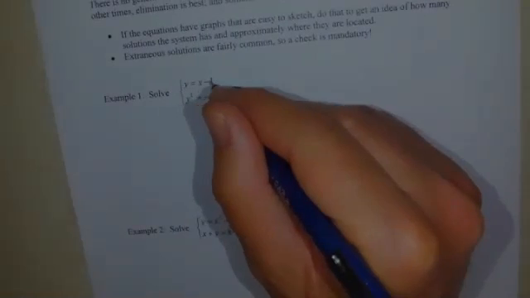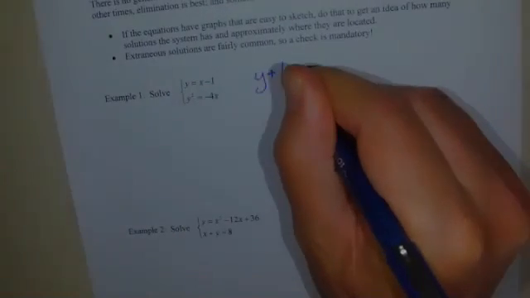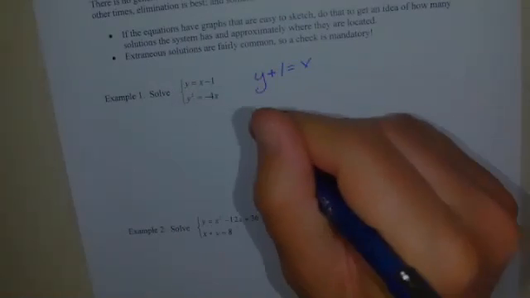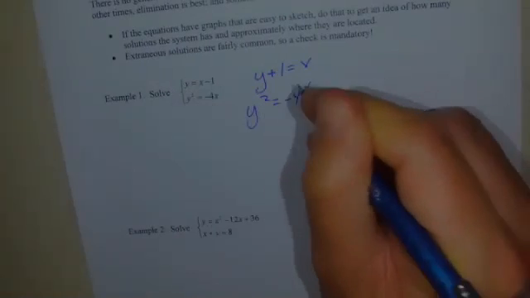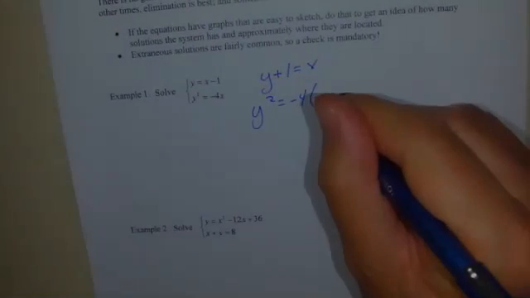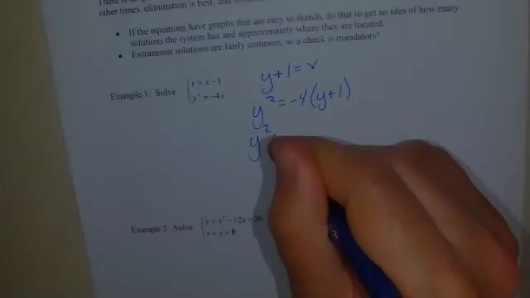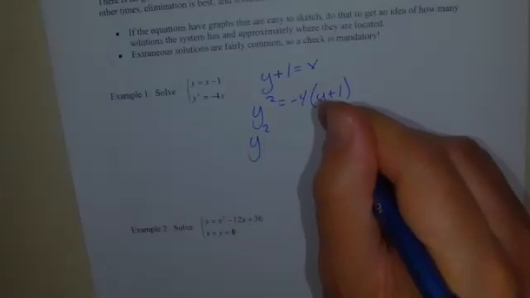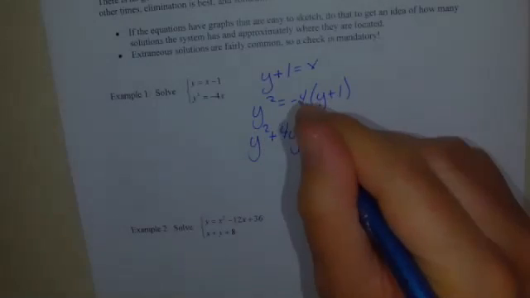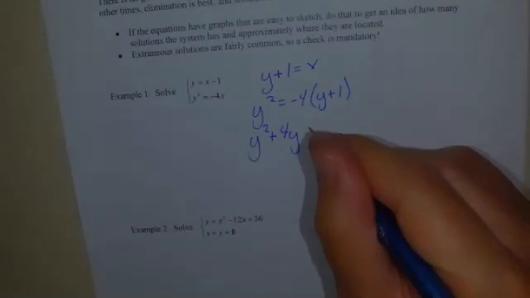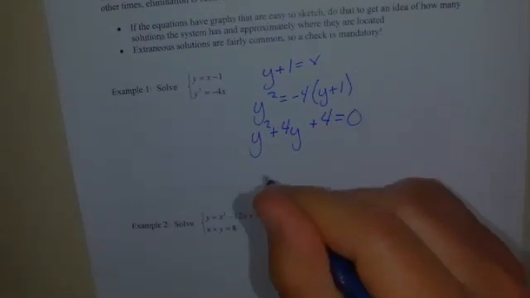What I'm going to do is solve one of these equations for one variable. I'm going to write y plus 1 equals x. And then in my other equation, y squared equals negative 4x, I'm going to write in that y plus 1 business. I get y squared. Over here was a minus 4y, so on this side would be a plus 4y. Over here would be a negative 4, so over here I'm going to get a plus 4 equals 0.